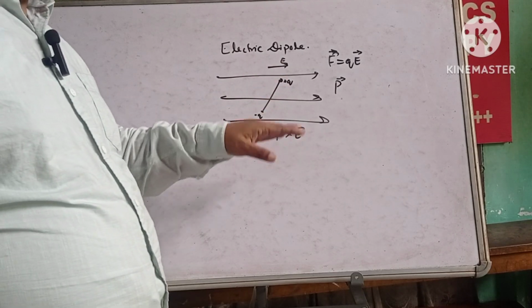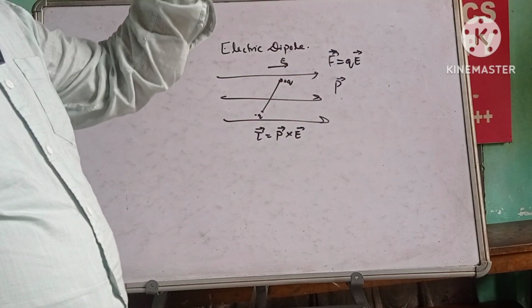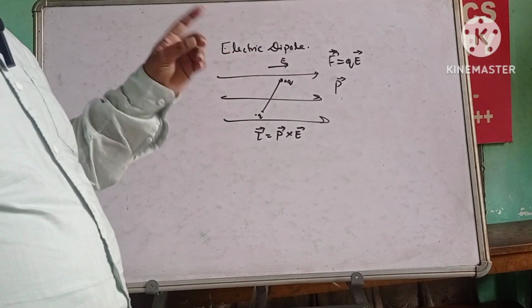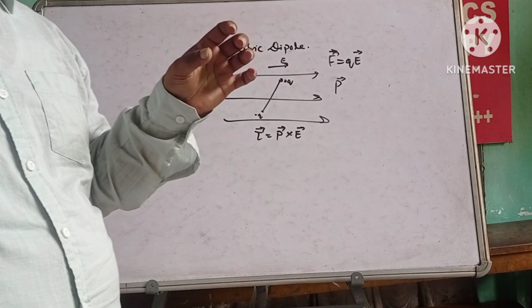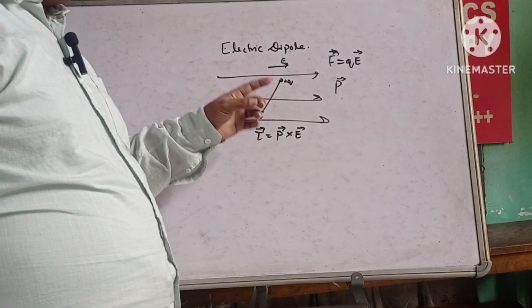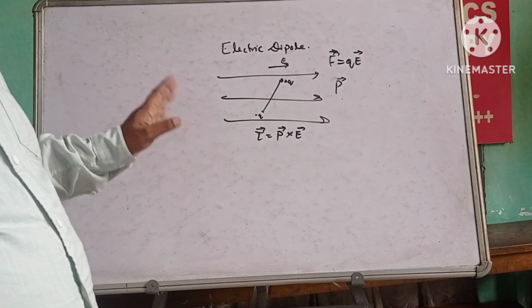That means if this is horizontal, your torque will be perpendicular upward, and you know what the effect of torque is: it will try to rotate the dipole either parallel to the electric field or anti-parallel to the electric field.